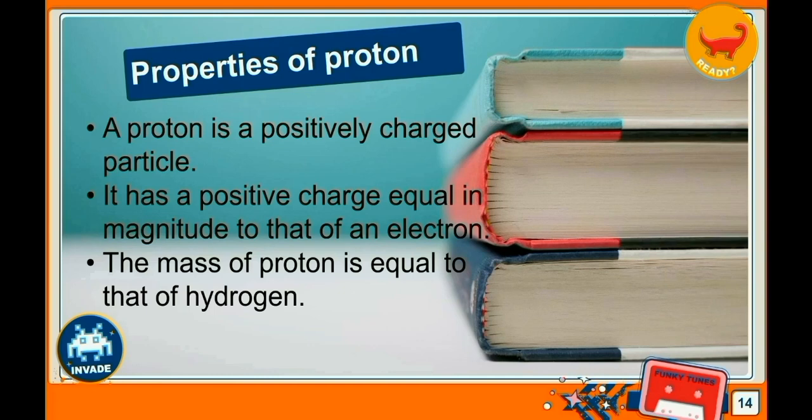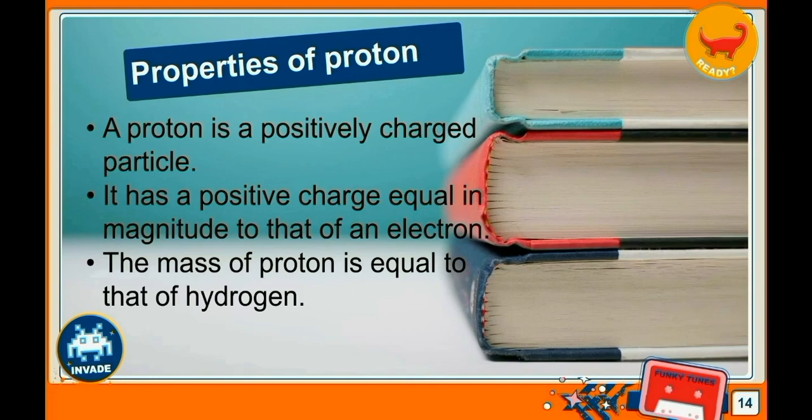Moving on to the properties of protons. So a proton is a positively charged particle which we got from the experiment. It has a positive charge which is equal in magnitude to that of an electron, and that is why we can call the atom electrically neutral, because they have the same magnitude, therefore they can cancel each other. Okay, what does magnitude mean? This is the question for you. You will answer me, what is a magnitude?